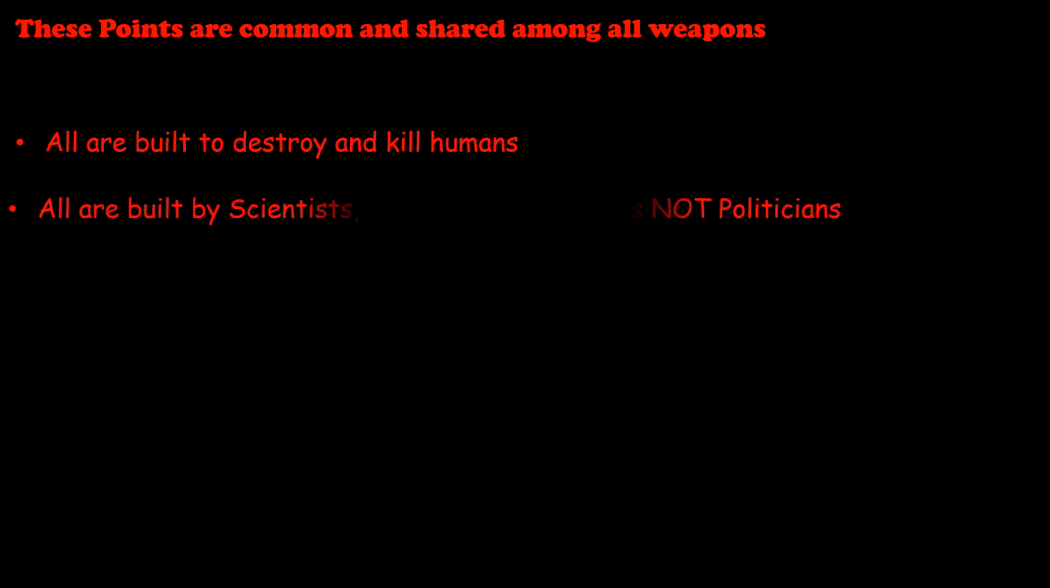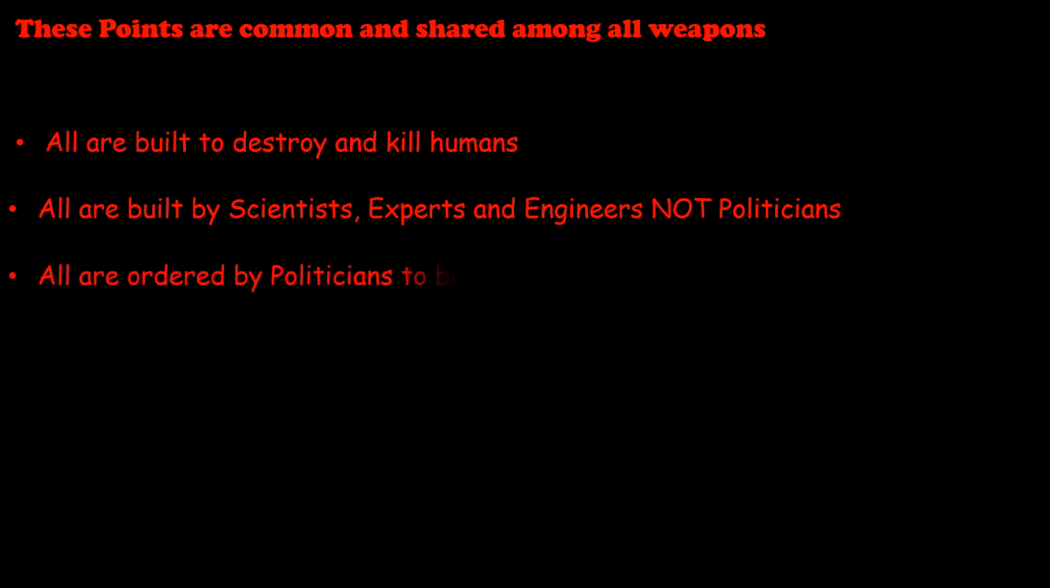Then secondly, all of these have been built by scientists, experts, and engineers, and certainly not politicians. Politicians cannot build weapons, throughout history and even nowadays. But the order to use those weapons is given by politicians. Otherwise, the scientists themselves cannot order the use of those weapons to kill people.